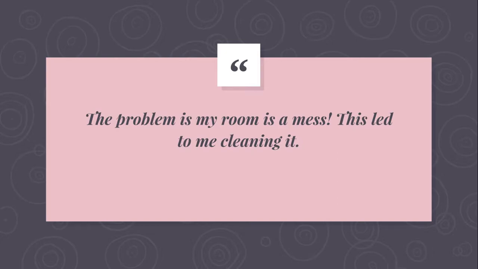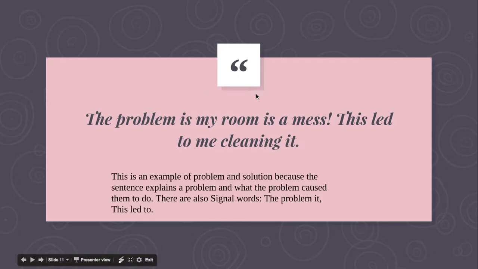See if you can figure out why this is a problem and solution. The problem is, my room is a mess. This led to me cleaning it. This is an example of a problem and solution because the sentence explains the problem and what the problem caused them to do. There are also signal words. The problem is, this led to.